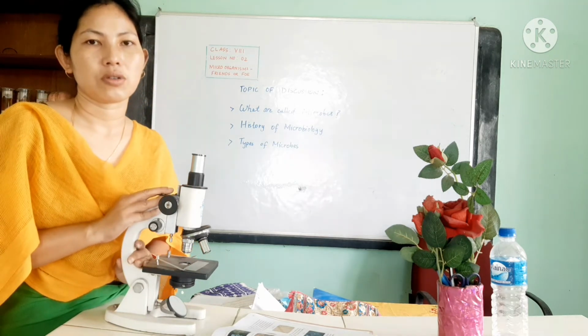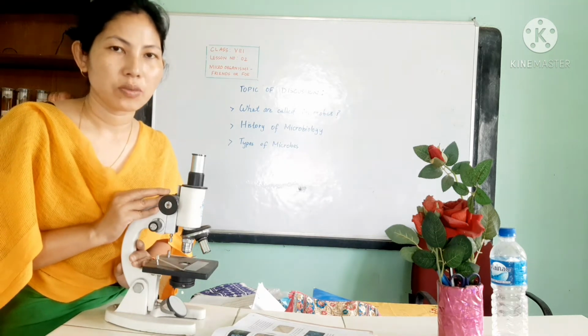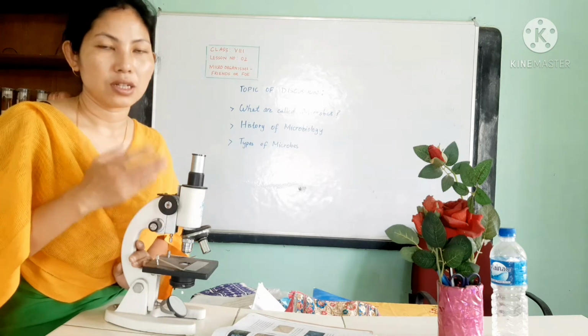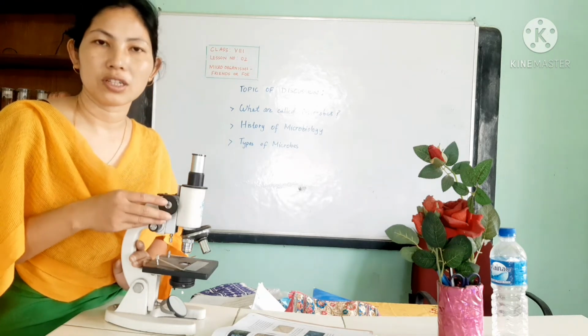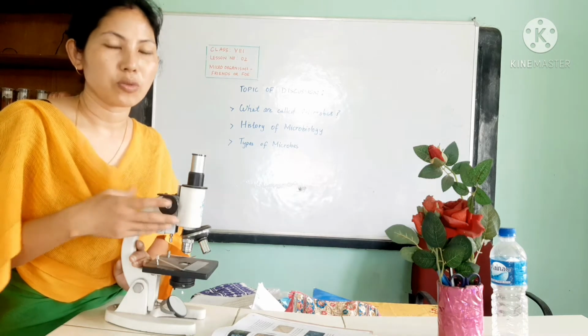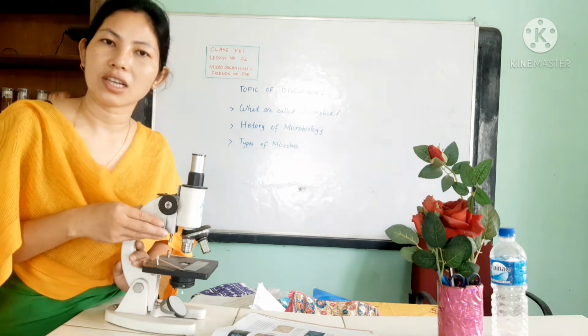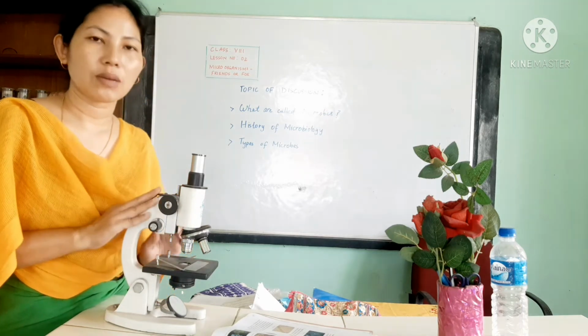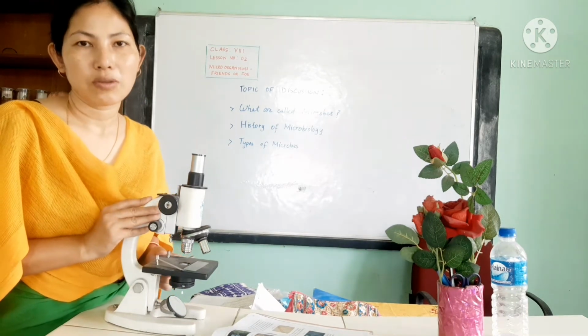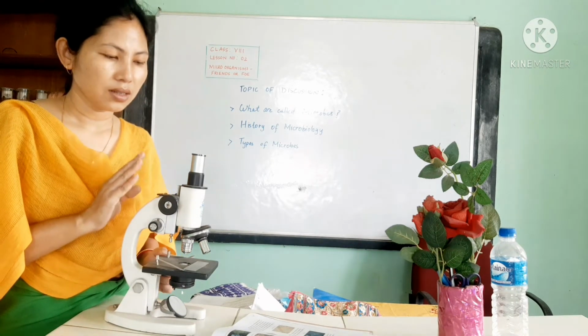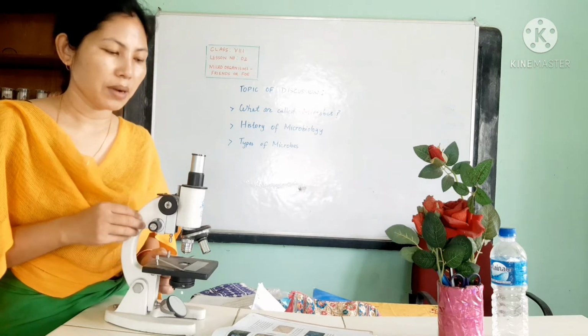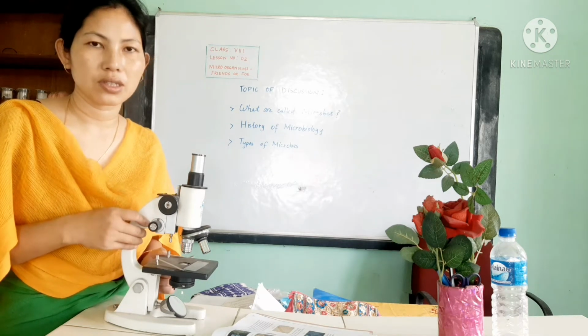This microscope is called a compound microscope because it has a combination of more than one lens. Two or more lenses are combined in order to visualize the specimen. So such a type of microscope is known as a compound microscope. This microscope has different parts of distinct function.